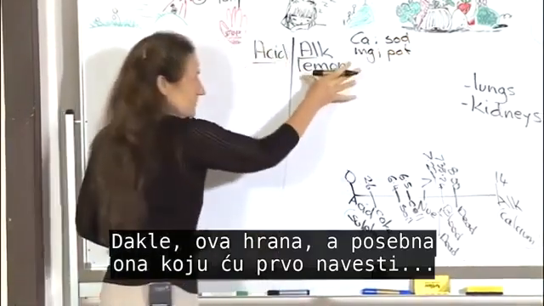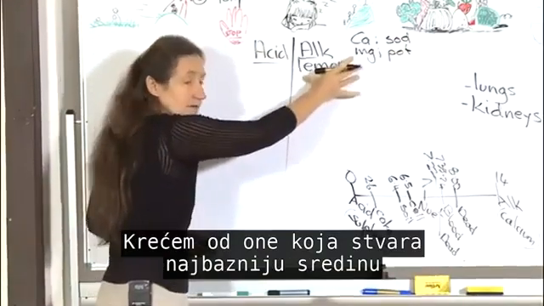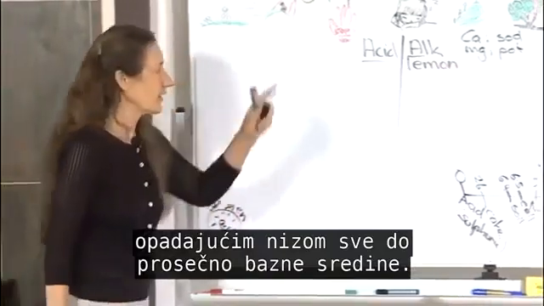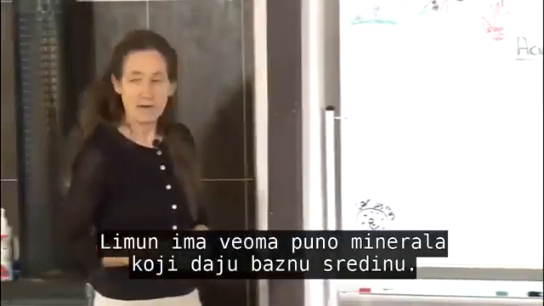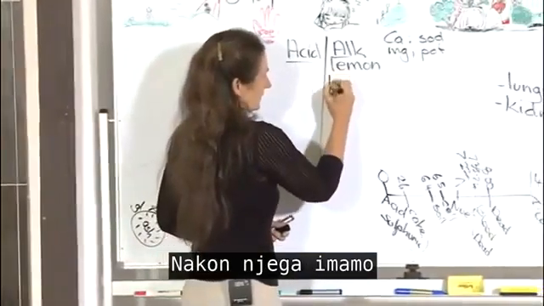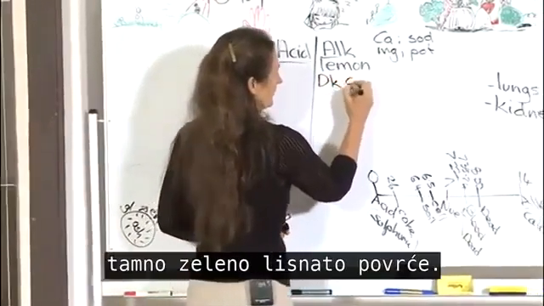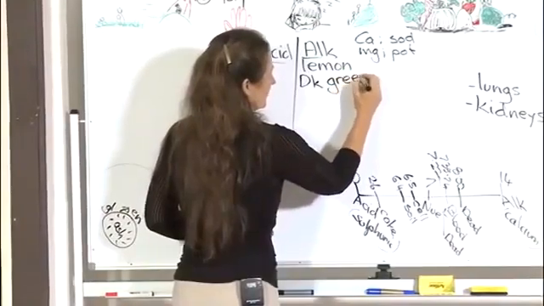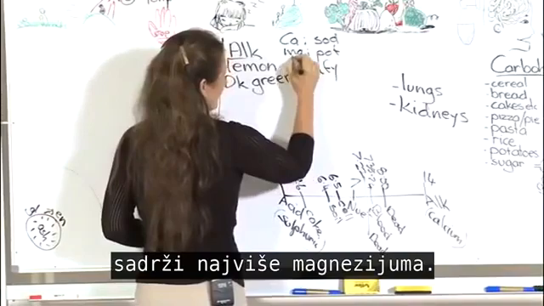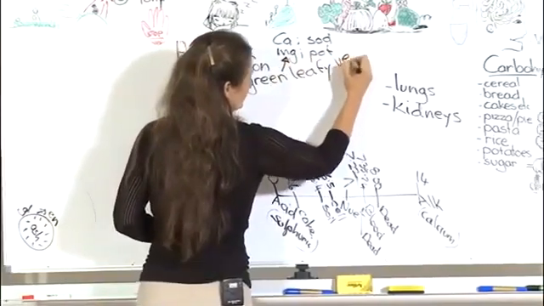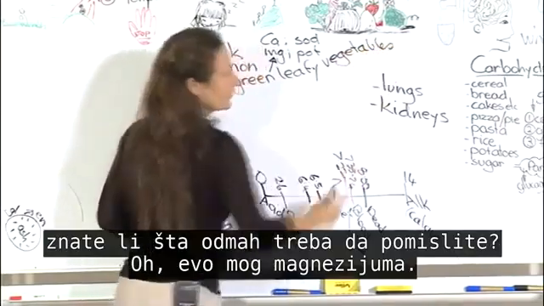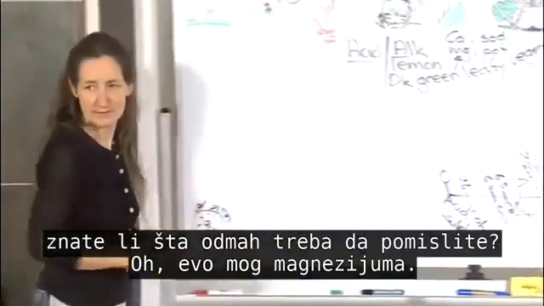So these foods, especially the ones that I'm writing first, I'm writing the most alkaline down to average alkaline, are very high in your alkaline forming minerals. The second is the dark green leafy vegetables. Dark green leafy vegetables are the highest form of magnesium. When you see dark green veggies, you know what you immediately think in your mind? There's my magnesium. There's my magnesium.